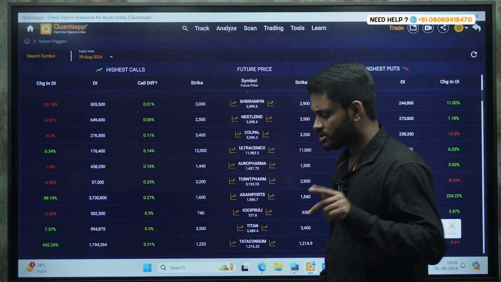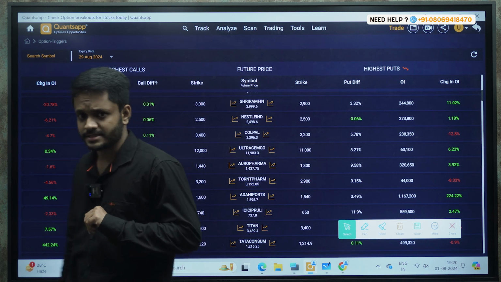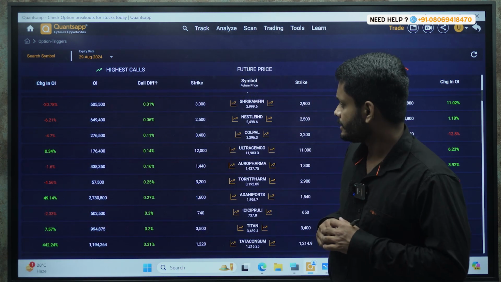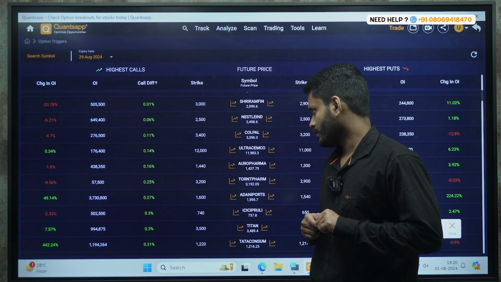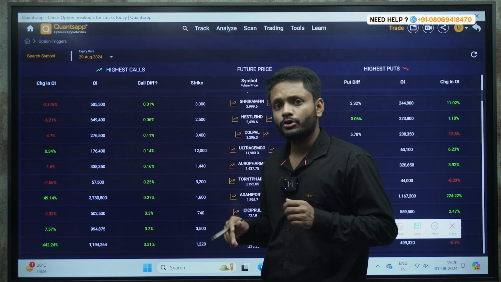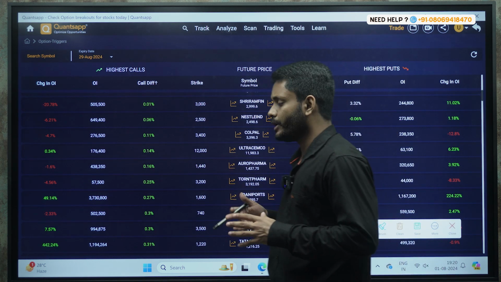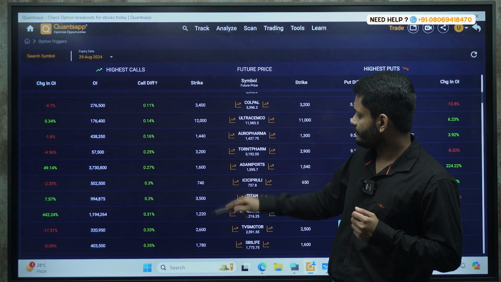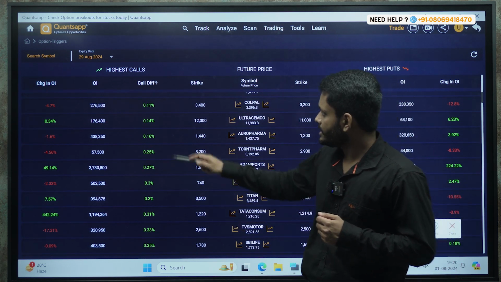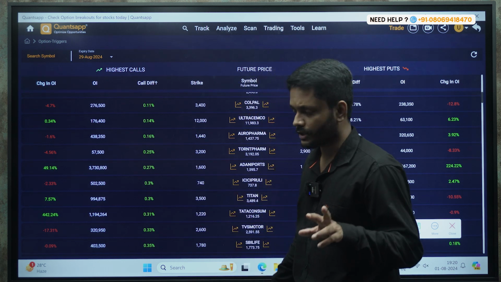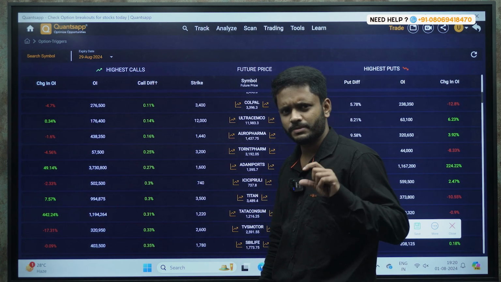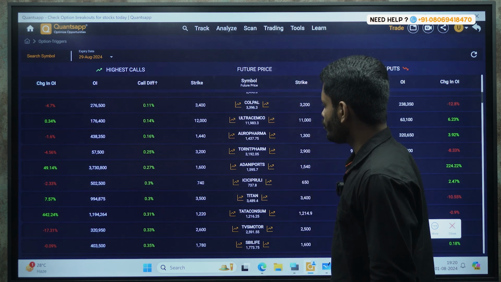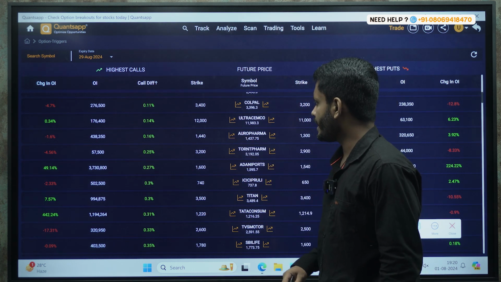Correct? So when the stock is close to its resistance, there are two possibilities. Either the stock will break out or the stock might retrace from those levels. Now, say I want to gauge whether the stock is going to break out or not. How would I be able to gauge? Because these are the stocks trading very close to their resistance. See the call difference 0 to 1%. Whenever the call difference is between 0 to 1%, the stock is very close to its resistance. Now, how would I gauge whether this is going to break out or not?